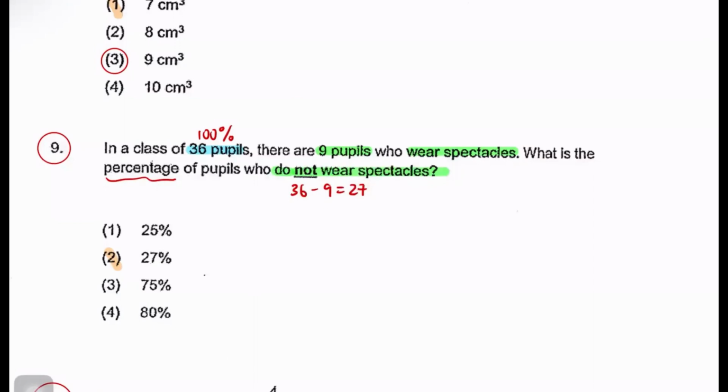Follow me. There are two methods. Method one. After identifying your 100%, you relate. 36 pupils is 100%. Or rather, maybe I put 100% equals 36 pupils. I think this is easier for you to answer. Now, let me give you some steps.